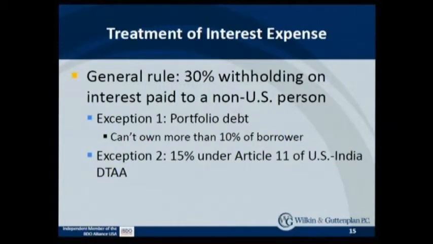There is an exception known as the portfolio debt exception, which is really to encourage foreign non-US people to invest in the US, which basically calls for no withholding. But you don't see that very often in this cross-border context because you cannot be an owner or own more than 10% of the US corporation to take advantage of that. Under the US-India tax treaty, the 30% is reduced to 15%.